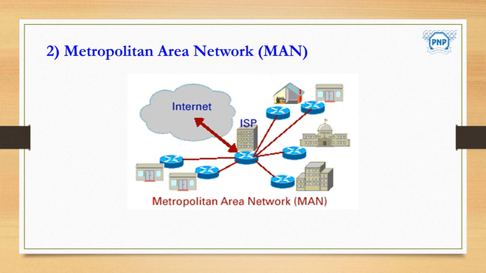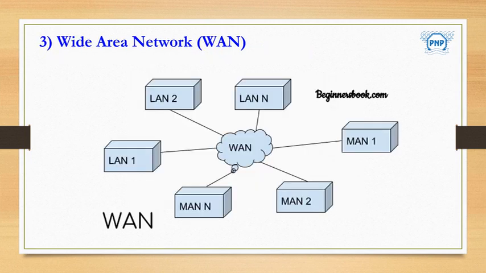Now the next type, which is much bigger than all these types of networks, is the wide area network. The name itself tells us wide means a very huge area. Wide area network, WAN. You can see here a LAN network is there, a MAN network is there, MAN 2 is there, LAN 2 is there, MAN 1, LAN 1. So many connections, when they come together, it becomes a WAN.